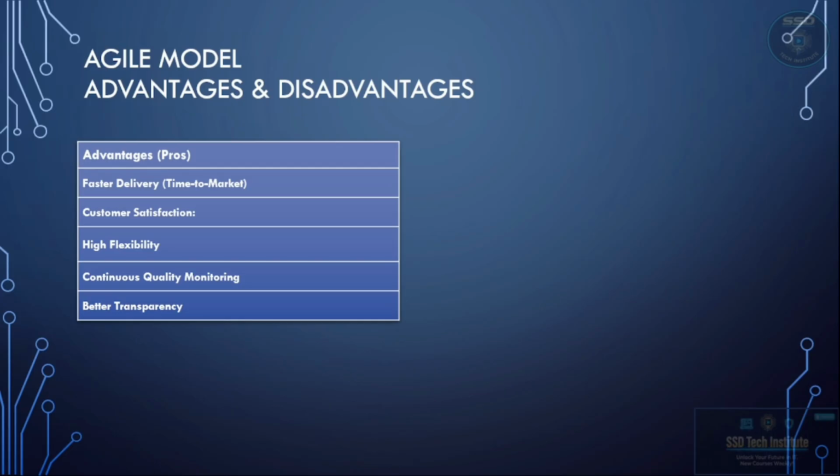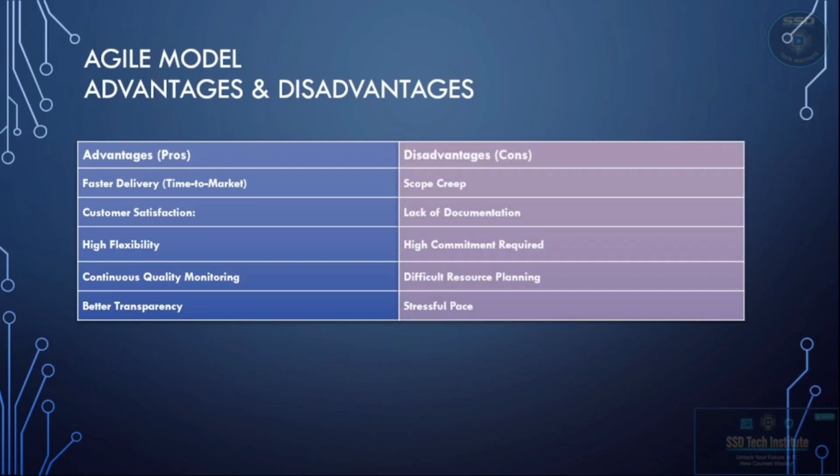Higher flexibility. This is the Agile superpower. If the market changes or our client wants new features, we can pivot and add them in the very next cycle. Continuous quality. In Agile, testing isn't just a phase at the end. We test every single day, which means bugs are caught and fixed immediately. Better transparency. Through the daily meetings, everyone on the team knows exactly what is happening, which leads to much better communication. But it is not perfect.